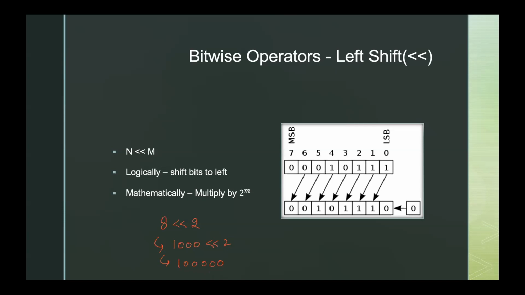And this number is, so if we go by the power of 2, so this is the 2 to the power 5, which is nothing but 32. Okay. And this number 32 is nothing but 8 into 2 to the power 2, where 2 is the number of bits that we are trying to shift. I hope that makes it clear, Akshay.